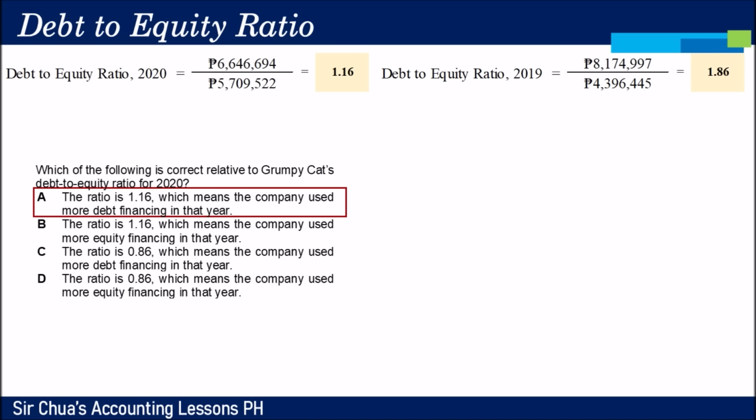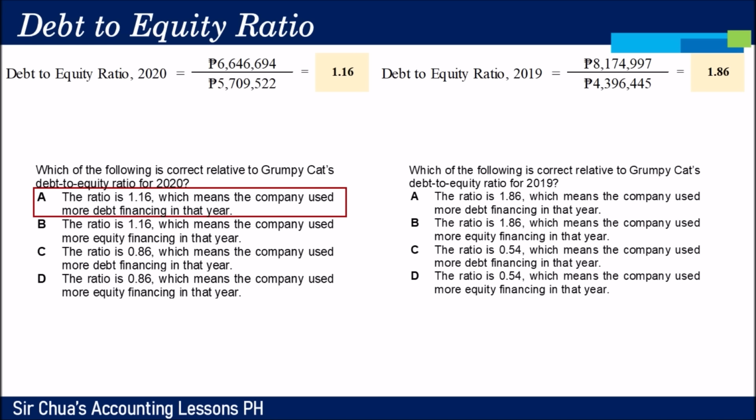How about for the next question? How will you interpret ang ating pong 2019 debt to equity ratio? Go. The correct answer is letter C pa din. Letter A, 1.86 kasi more debt financing din during that year. Okay, I hope you understand that.